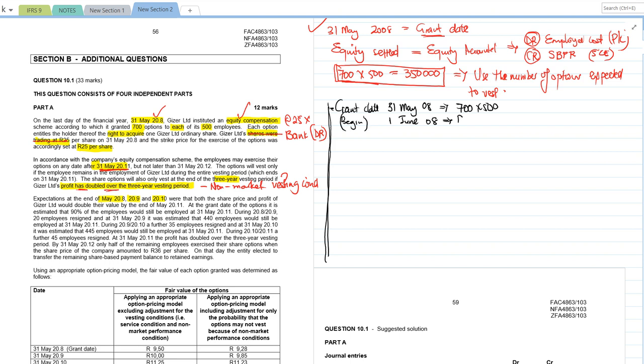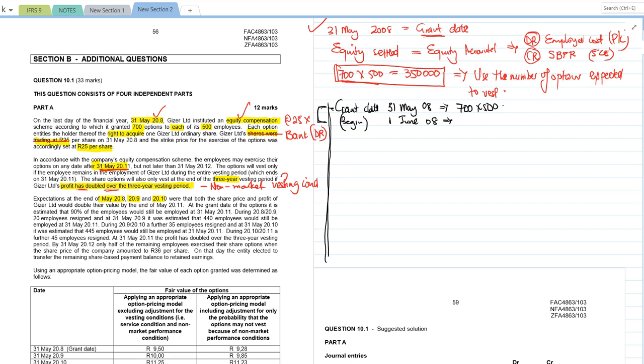Now, what we need to take into account is this. What we recognize is the movement of the expense from the grant date to the end of the year. However, from this date of the grant to the beginning of the next year, there is not even a day. So there is no service that has been rendered, and therefore no options are actually supposed to be given away. So we'll determine that in the calculation just now.